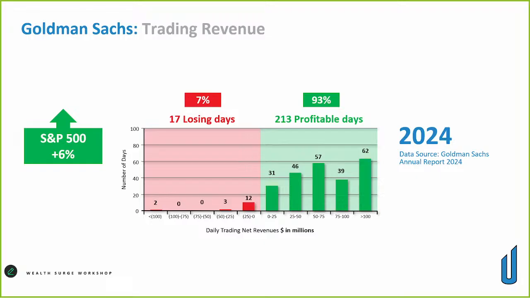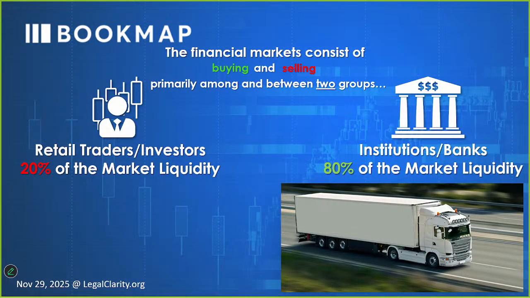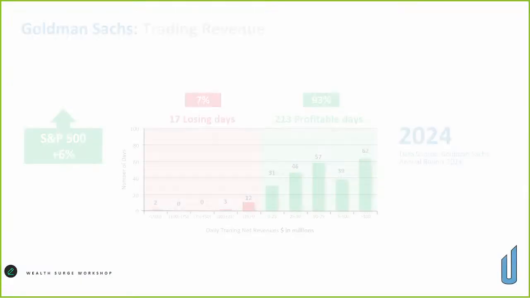So Bookmap was designed to align you with order flow. This market's controlled by supply and demand. And so Bookmap's been designed to align you with order flow, because if we're going against order flow, it's like going against this truck here. Right? If the institutions are buying, big order flow is buying, and we're selling, that's going to be a very, very painful situation for us.